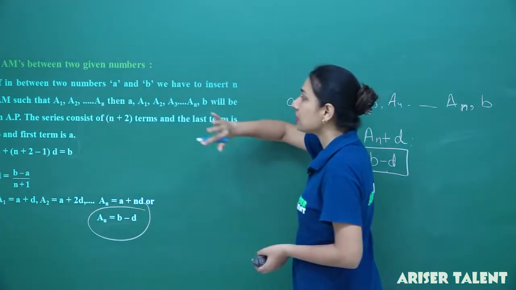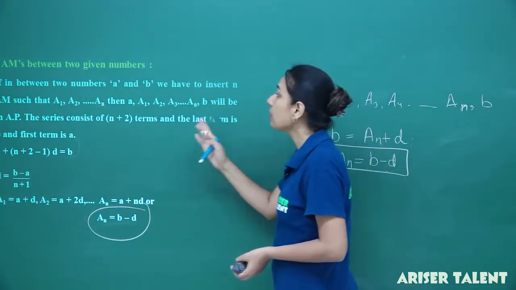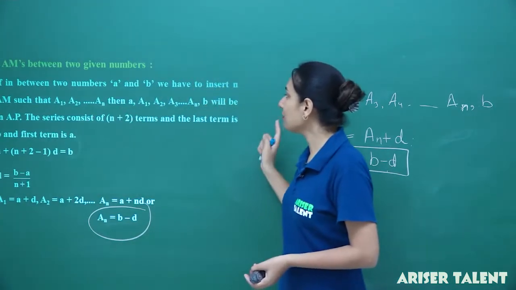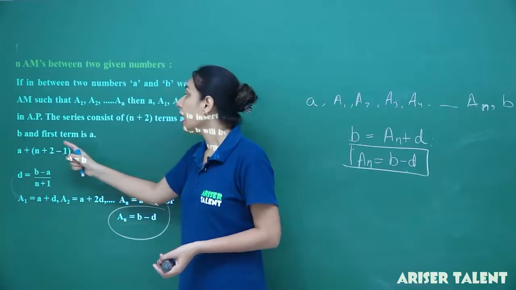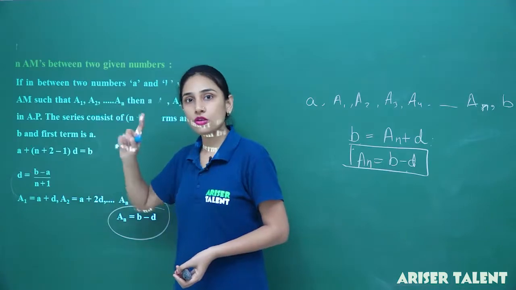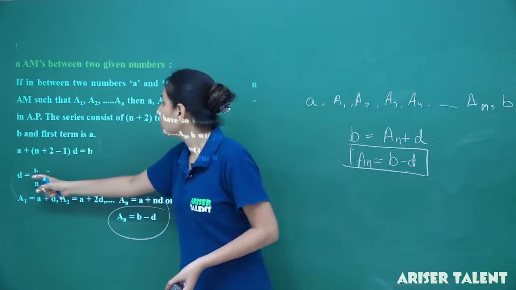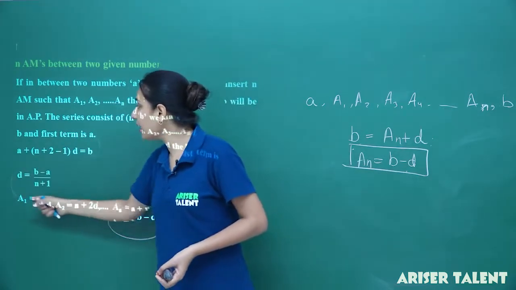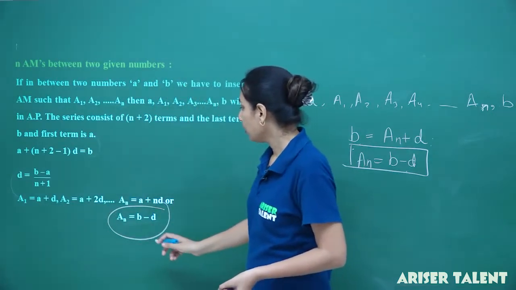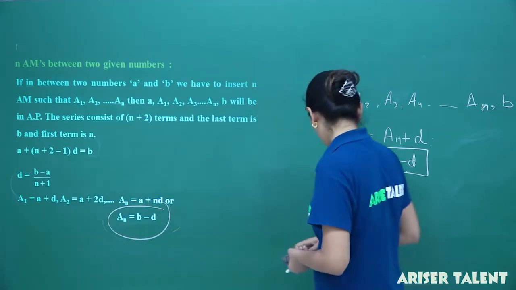If we are having A1, A2, A3 up to An, then A1, A2, A3 up to An will be the series in AP. Now this series will be consisting of n plus 2 terms, and the last term is B and the first term is A. Now we will be putting n plus 2 in place of n, that will be our B. So replacing the value like this, we will get the difference value D equals to (B minus A) upon n plus 1, and here we saw that An equals to B minus D.